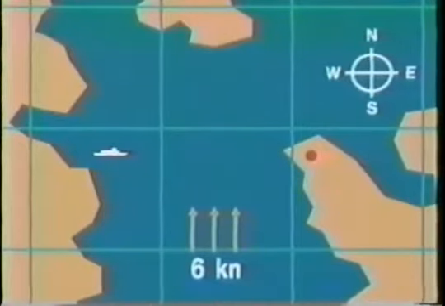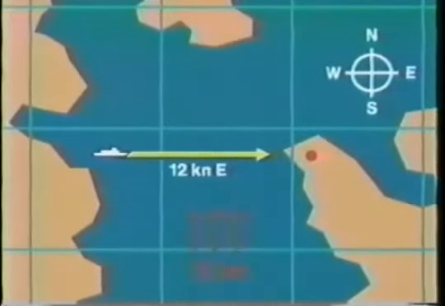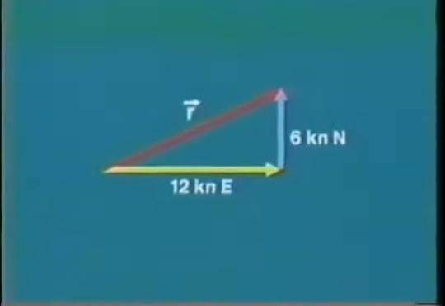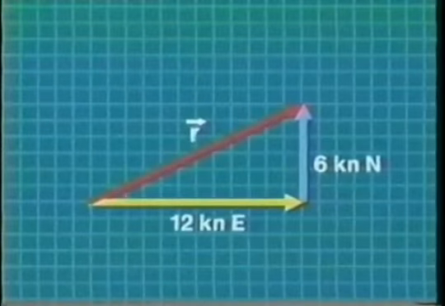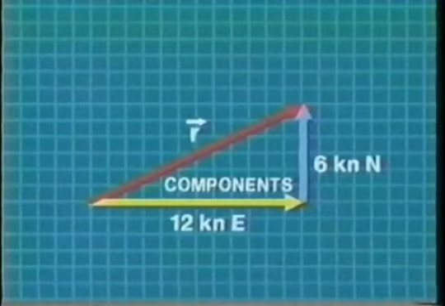The ship was pointed due east, traveling at 12 knots. But, as Ed pointed out, there was a northward current running at 6 knots. These are both vectors, since each has a magnitude and a direction. The resultant is the course the ship actually followed. The two vectors are called the components of the resultant.